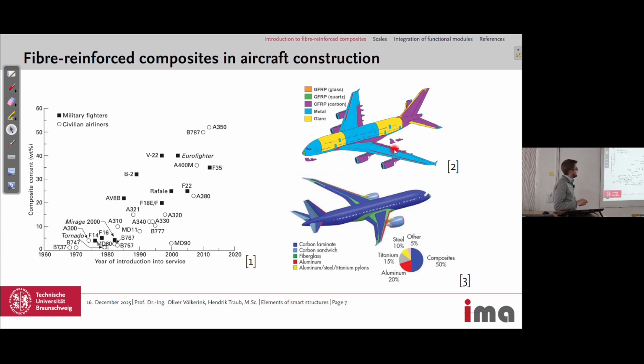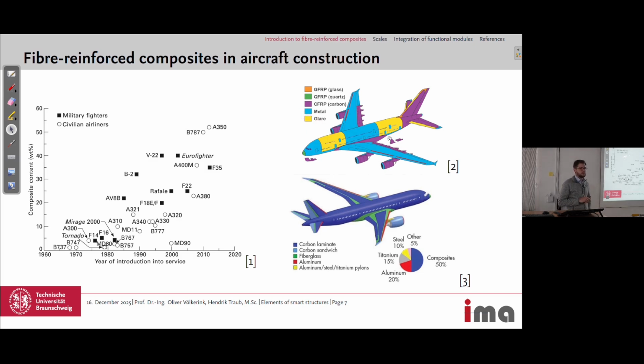As an example, we have here the Airbus A380, which is not in production any longer, but in different colors it is coded from which materials the parts are made. So the blue structures are made from metals. The orange ones are made from GFRP, so glass fiber reinforced plastics. And the purple ones are carbon fiber reinforced plastics. And the yellow ones are GLARE.